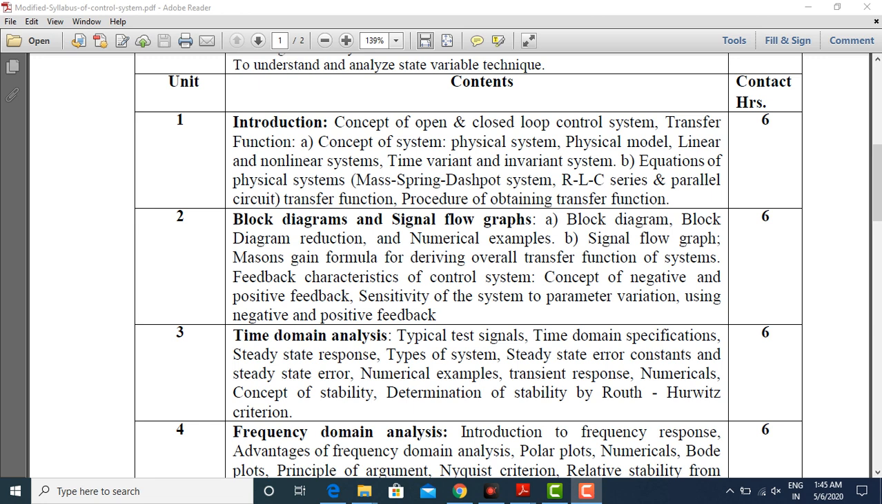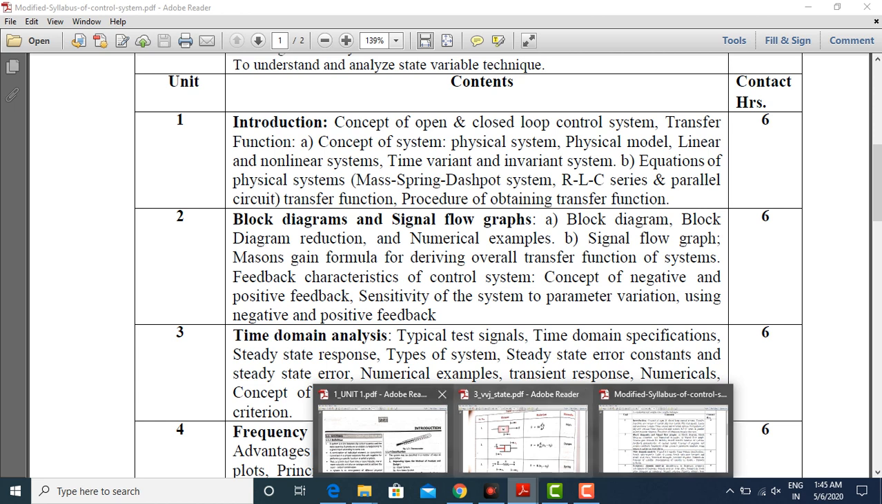In the A point we have to discuss the concept of system, that is physical system, physical model, linear and non-linear systems, time variant and time invariant system. In B, equations of physical system, that is mass, spring, dashpot system, RLC series and parallel circuit, transfer function and procedure of obtaining the transfer function. Now let's discuss unit first.